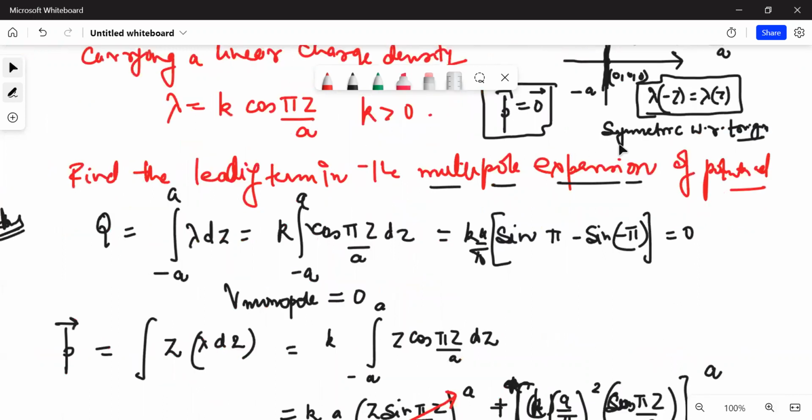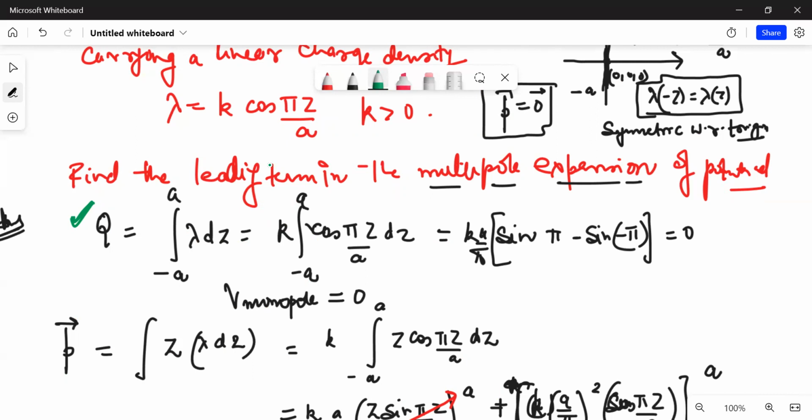First, whenever a question of multipole expansion is asked, the first thing you should do is try to find the total charge. Because if the total charge is non-zero, then the leading term would be governed by the potential due to the monopole. So now here I have found that the total charge Q can be given by the integral of lambda dz.